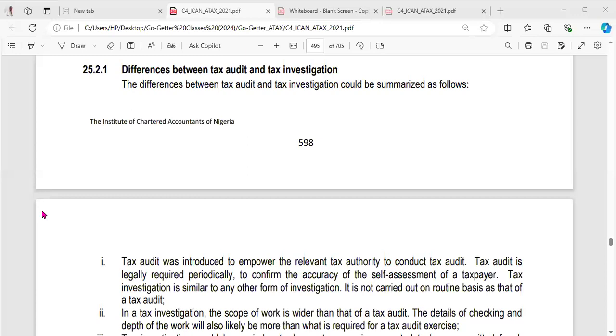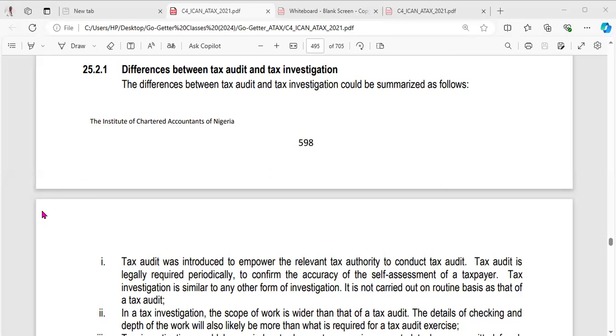Now they are confirming the accuracy of your assessment. Sometimes you may claim some allowances as allowable and they will say no, we don't agree with this, we are adding them back as disallowable. All this is done under audit, all right? Whereas tax investigation is similar to other forms of investigation. It is not carried out as a routine job. It is only carried out when investigation is triggered.